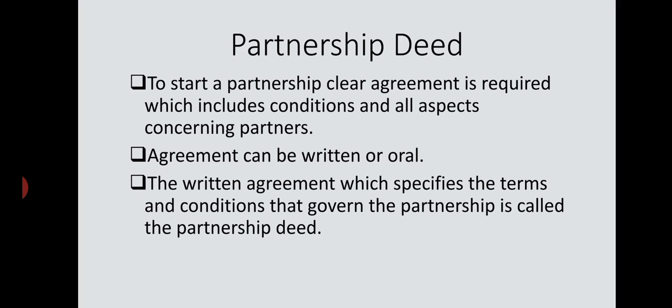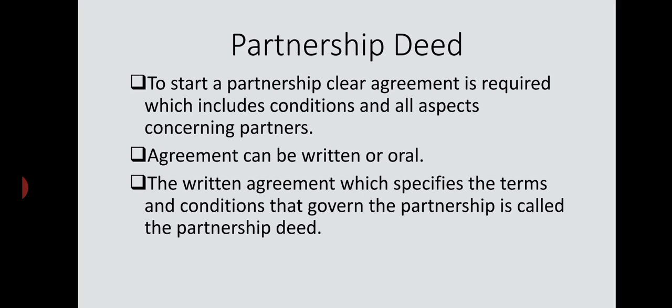The next topic is partnership deed. When the partnership is formed, there must be an agreement which includes terms and conditions specifying the activities of the partnership. As we know, registration of a partnership is optional. The firm may get registered or may not get registered. It is left to the will and wish of the partners.